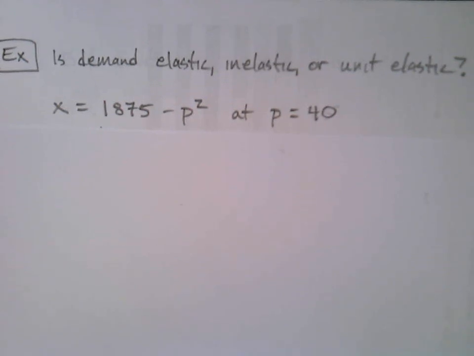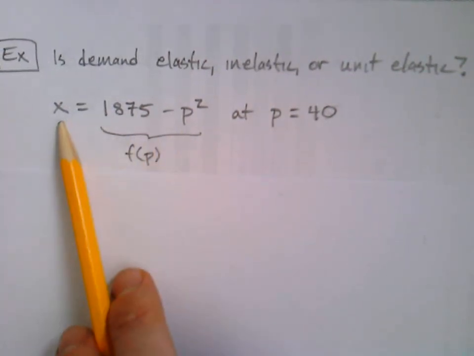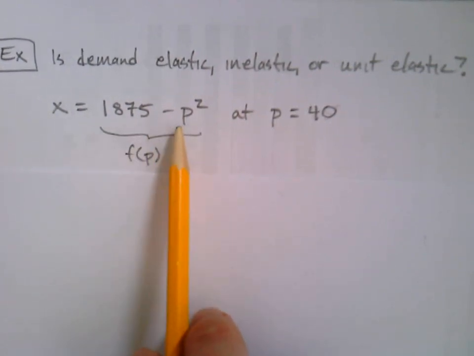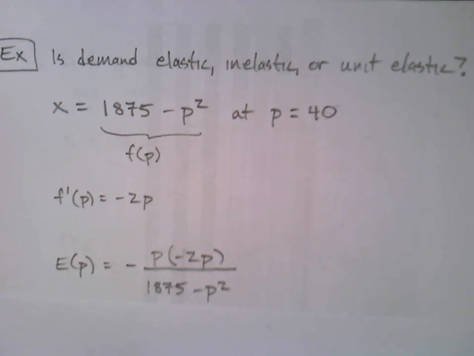So they're going to present problems this way. Know that when it's x equals, that's f of p. So they're calling it x. That's the demand equation. But in our formula, we like to just think of that as our function of p. Okay, so let's go through the steps to get everything we need to plug into our equation for E of p. Of course, we need a derivative. Pretty straightforward here. And so when we plug everything in, we've got E of p equals negative p times the derivative divided by the original.